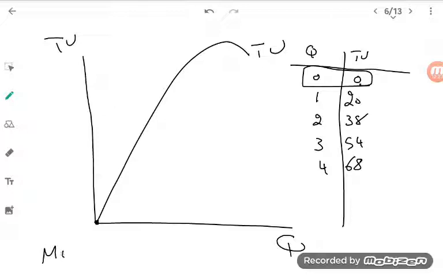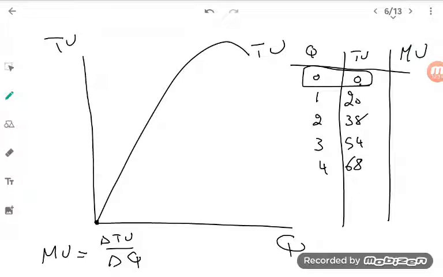So marginal utility is calculated as the change in total utility divided by the change in quantity. If you are going to add one more column here, it's 20 minus 0 divided by 1 minus 0, 20. 38 minus 20 divided by 2 minus 1, it's 18. 54 minus 38 divided by 3 minus 2, 16, and so on.